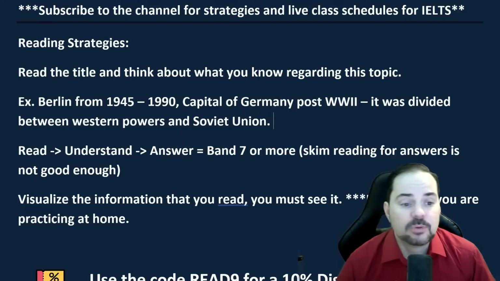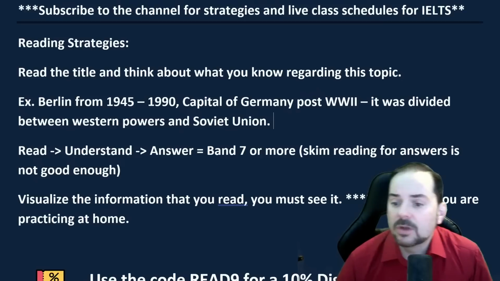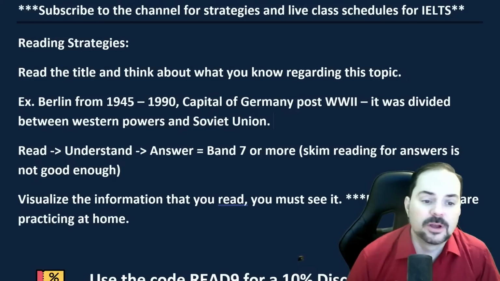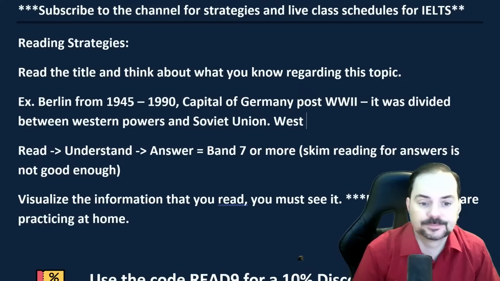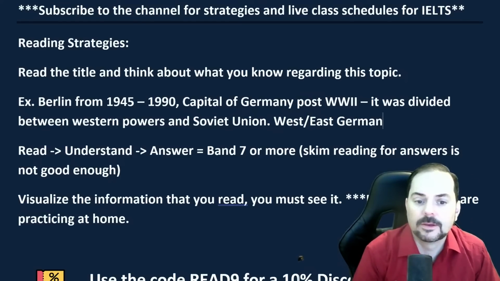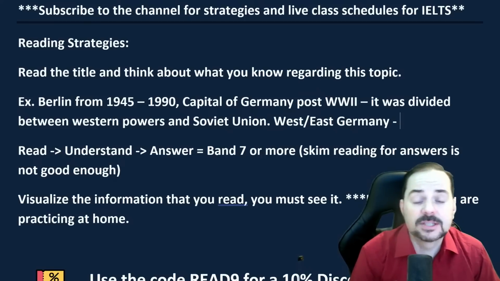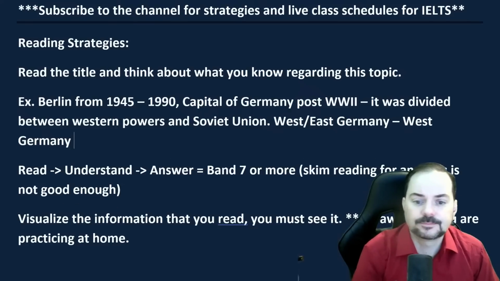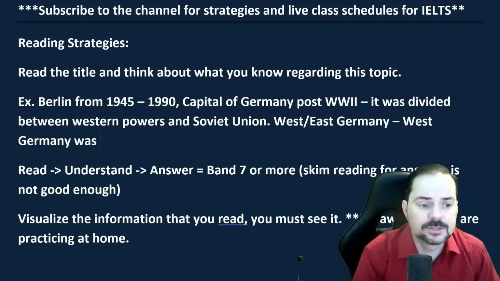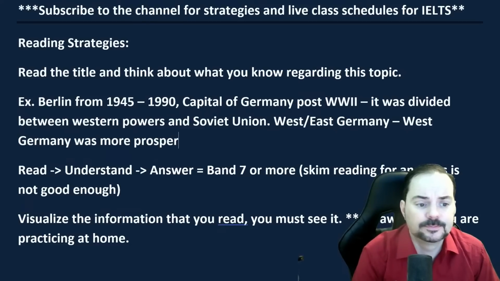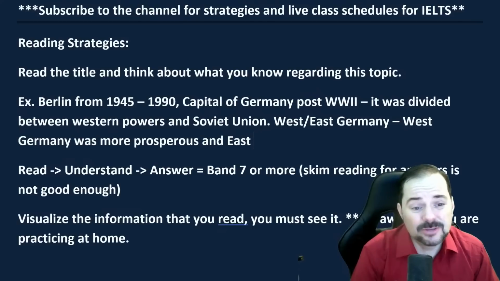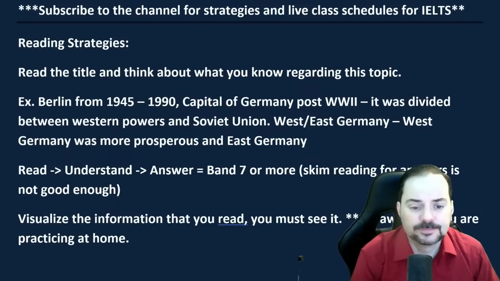So it's important. Okay, so what were they called? West and East Germany. That's right. And maybe you know that West Germany prospered, East Germany suffered. So West Germany was more prosperous, and East Germany, not so much.